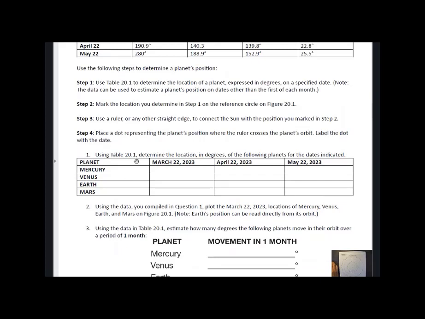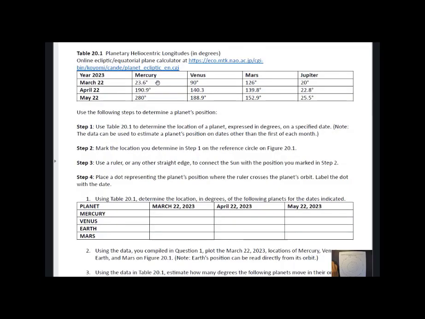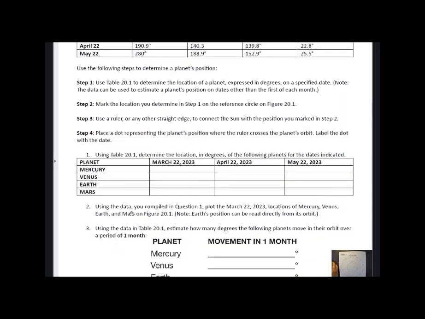So basically this number, table 1 is going to ask you to place where is Mercury on March 22nd of 2023? Well, it's at 23.6 degrees. So you probably don't even need to fill this table out because you already have it up here, is what I'm saying. So I probably should just eliminate this table because I've already given you the data up here. And then for number 2, you want to use that data up here to plot on that figure 20.1.